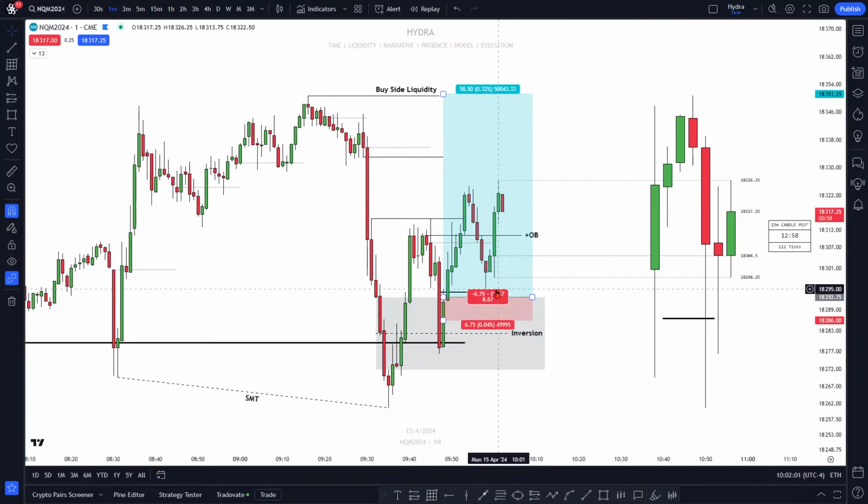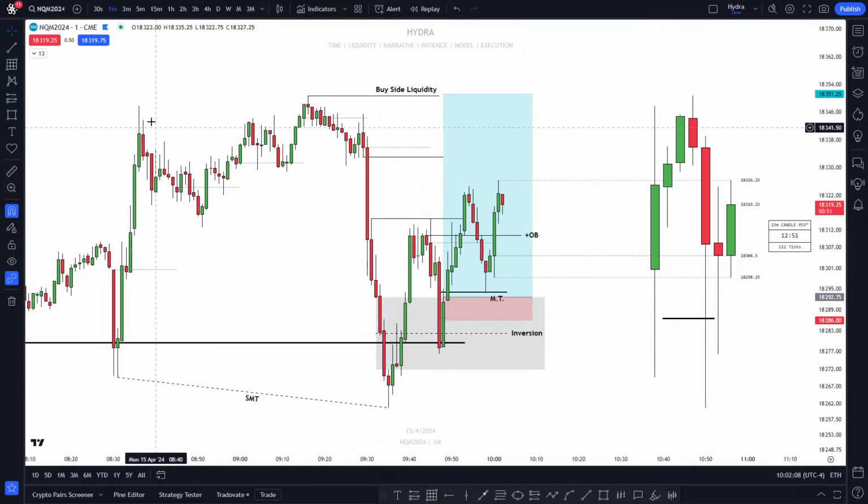Very nice respect of the mean threshold or the block, and a very nice push. Again, expecting this to work as a false breaker.